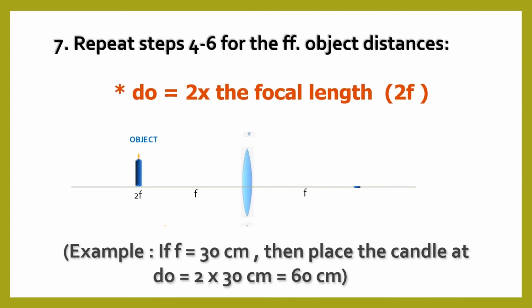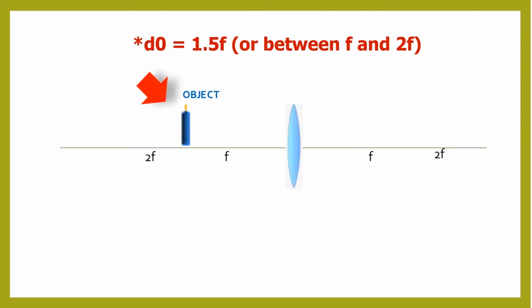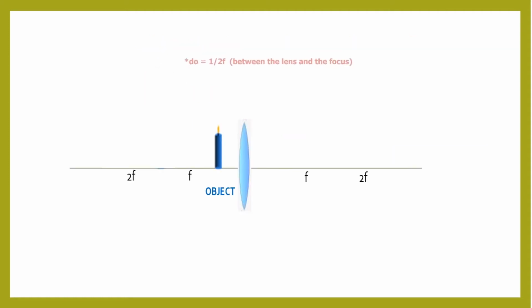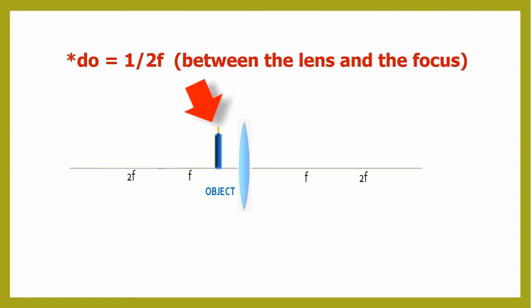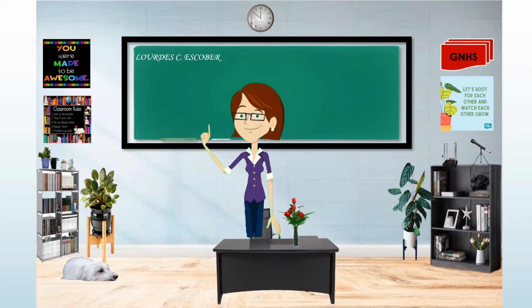DO equals 2F. Between F and 2F. And between the lens and the focus. You must also take note of the location of the image formed at different object distances. Okay, class, you may now perform this simple activity. The procedure can also be found in your activity sheet number 1.